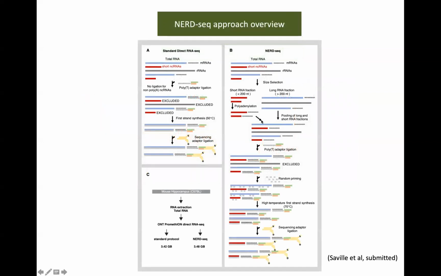And here's the overview of our approach. You can see here the standard direct RNA-seq approach with the ligation of the poly-T adapter, and of course, many short non-coding RNAs getting excluded. And then the first strand cDNA synthesis. And here are our modifications that include the separation into the short RNA and the long RNA fraction, subsequently polyadenylating the short RNA fraction, adding the poly-T adapter, so now we include also these RNAs. And an additional step we have is a high temperature first strand synthesis.